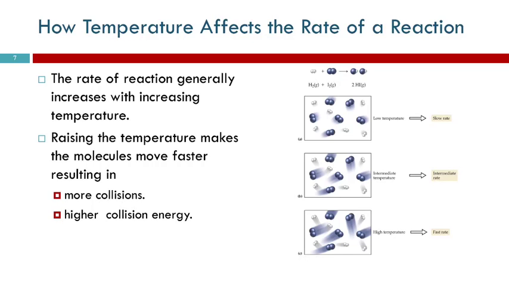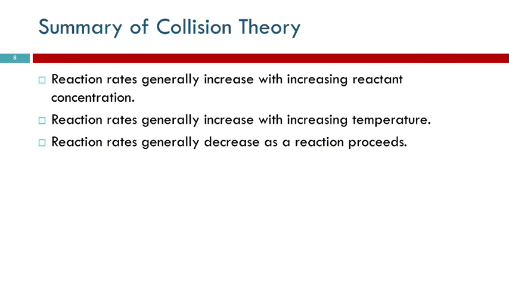The temperature matters as well, because the temperature is reflective of how fast the particles are moving. So you've got those kindergartners. If they run faster, they're going to run into each other more often, right? Does that make sense? So if we increase the temperature of these molecules, they're going to have more collisions, and the collisions are going to have higher energy. So usually increasing the temperature will cause the rate of reaction to increase. So summary, reaction rates generally increase if we increase the concentration of reactants and if we increase the temperature.